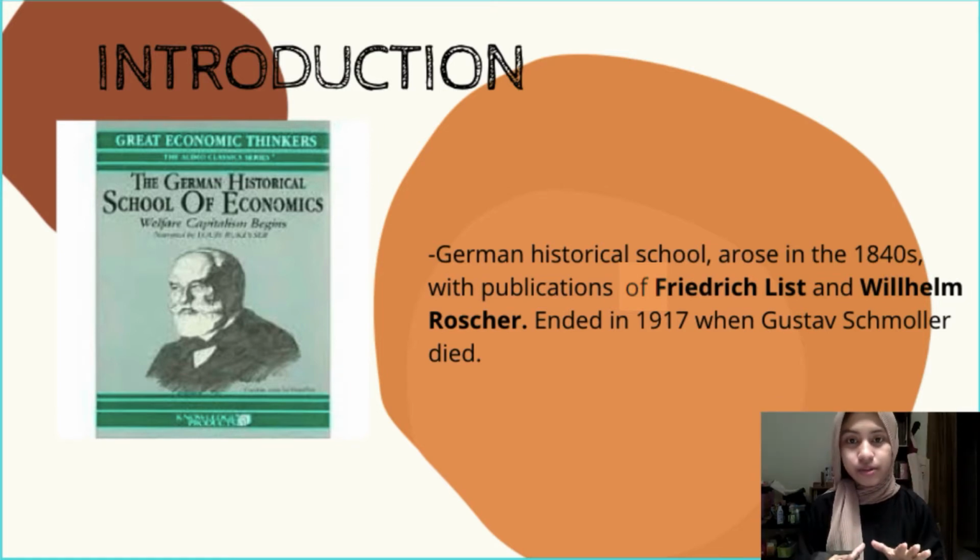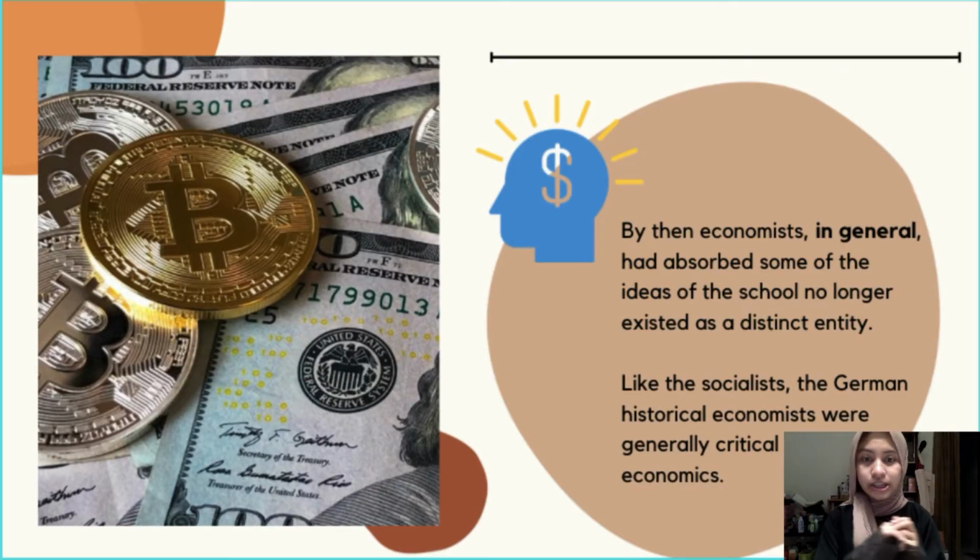In this chapter, we consider the German historical school, which rose in the 1840s with the publication of Friedrich List and Wilhelm Roscher and ended in 1917 when Gustav Schmoller died. By then, economists in general had absorbed some of the ideas of the school, and the school no longer exists as a distinct entity. Like the socialists, the German historical economists were generally critical of classical economics. Following an overview of the school, we developed the ideas of the school's main thinkers, List, Roscher, Schmoller, and Weber.